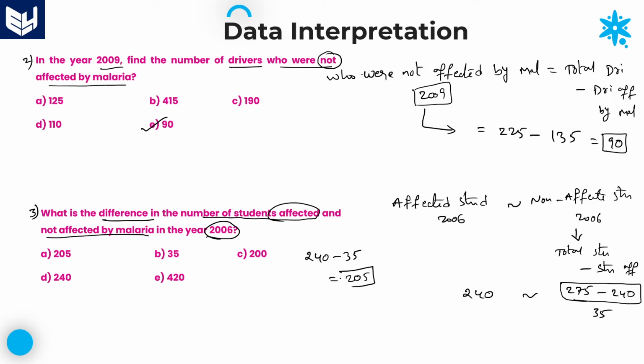So, that is the required difference between the number of students who are affected by malaria in 2006 and the number of students who are not affected by malaria in the year 2006. That is 205. Once look at the options, 205 is there at option A. Therefore, our required answer is Option A. Option A is the right answer for this question.